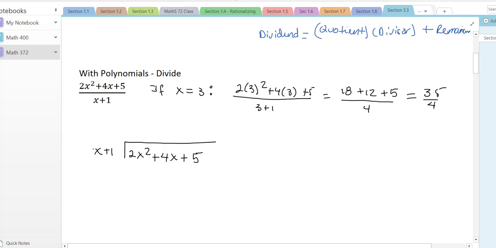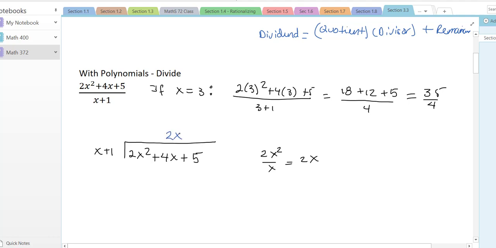So there are different ways that you can think about this. One way is, what do you multiply x by to get 2x squared? Another way you can think of it is just take the leading term of the dividend, so 2x squared, and divide it by the leading term of your divisor. Right, and so what does this reduce to? That will be 2x.